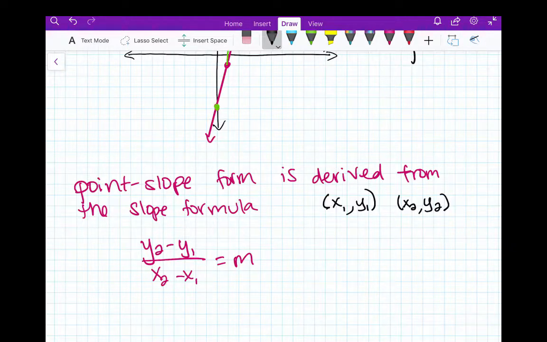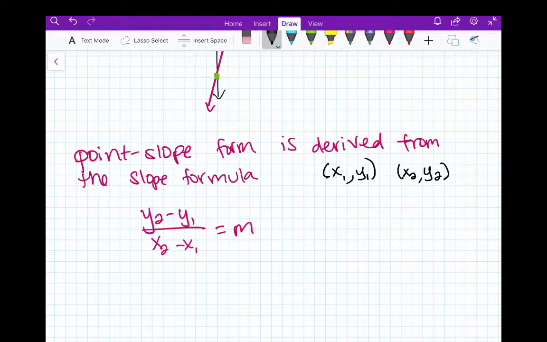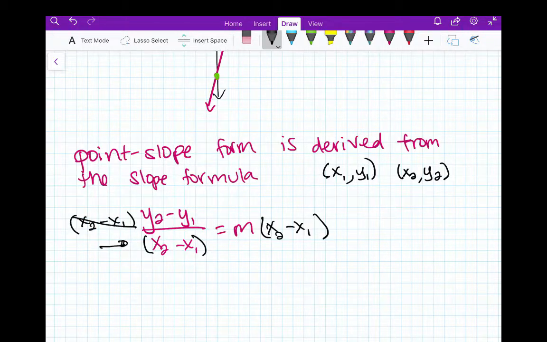So again, those just represent points on the line, and the ones go with each other and the twos go with each other. So what we're going to do here is we're actually going to have the y's on one side and the x's on the other. So because the x2 minus x1 is being divided, we are actually going to multiply on both sides by x2 minus x1. Because when I multiply by that, then those cancel because something divided by itself is 1. So now we have y2 minus y1 equals m times x2 minus x1.